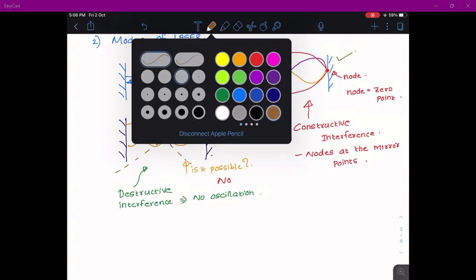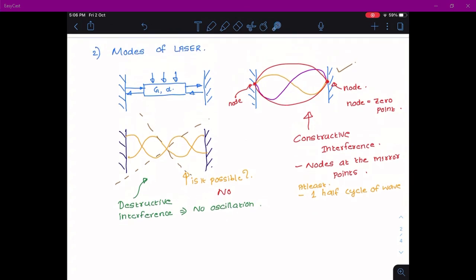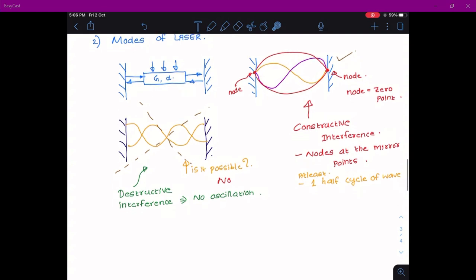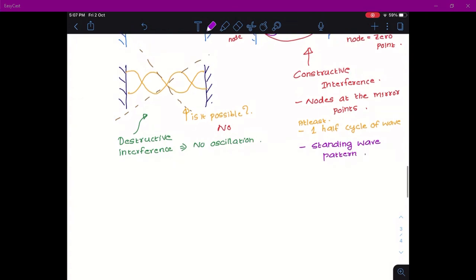And if you look at the scenario again, you see that there is at least one half cycle of wave. At least one. Because this is one half cycle, this is the other half cycle. Similarly, in this wave, this is one half cycle and this is the next half cycle. For this wave, this is one half cycle, this is the next half cycle. And you will have a standing wave pattern due to constructive interference.